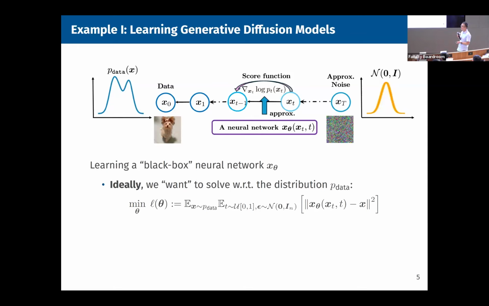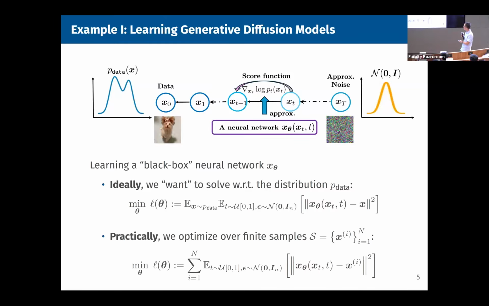So what we do in practice when we're training diffusion models is that we are not going to minimize this loss. Instead, we are going to minimize an empirical loss over a finite number of training samples, where xi is the sample point and n is the number of samples. So you're going to minimize something like this.